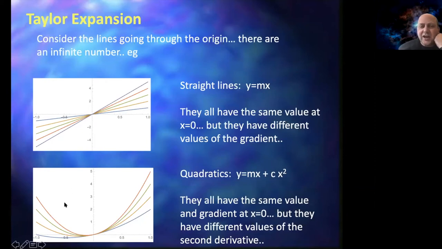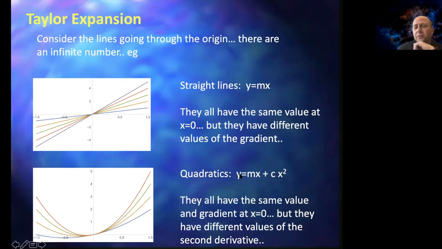All right, let's think about some slightly more complicated curves. Here are some curves. They all go through zero, but they're quadratic form. So they look like y equals mx plus cx squared. And here I've just plotted ones which all have the same value of m. So down here, right in close, if you zoom in, all of these curves look like the same straight line going through the origin. Except if you come out a little bit in that zoom, you start to see they have some curvature, and that curvature is different and is determined by this parameter c.